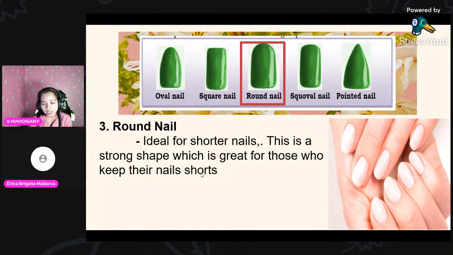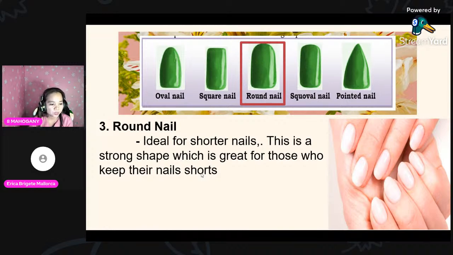Ako kasi hindi pwedeng pahabain yung kuko. Mabilis po siyang tawag dito, na mabilis siyang na-crack pag mahaba. So mas gusto ko short. Short lang po yung nails ko kasi round nail. So bagay po dito sa shape na ito.